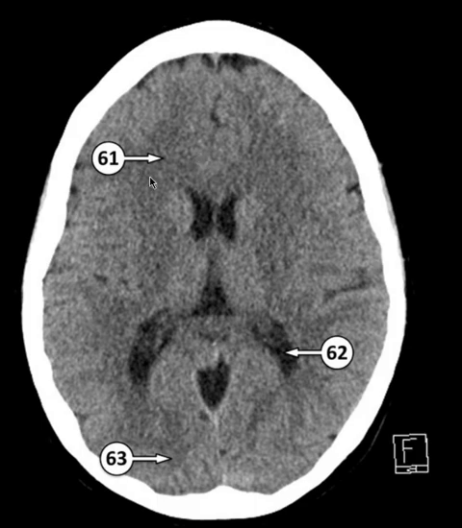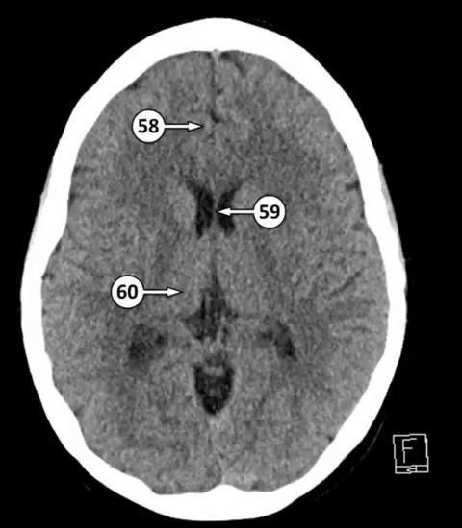61, this is the forceps minor. 62 is the trigone or the atrium of the lateral ventricle. And 63 is the occipital lobe.